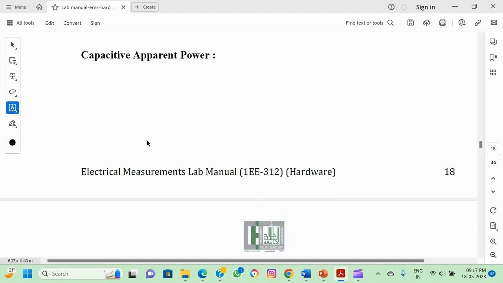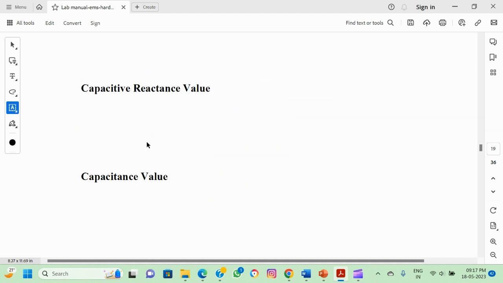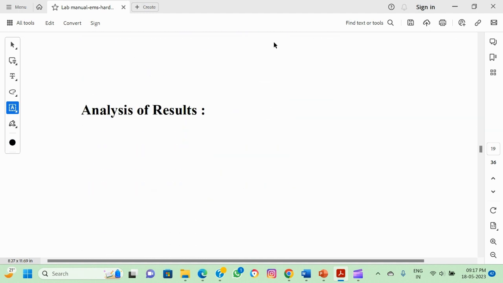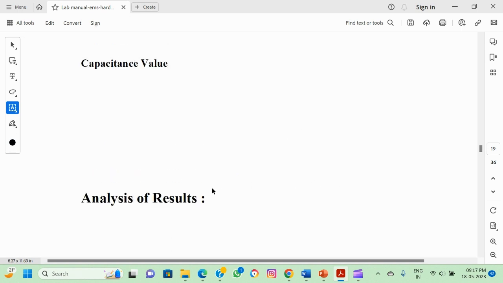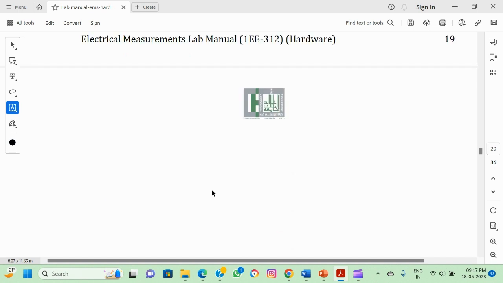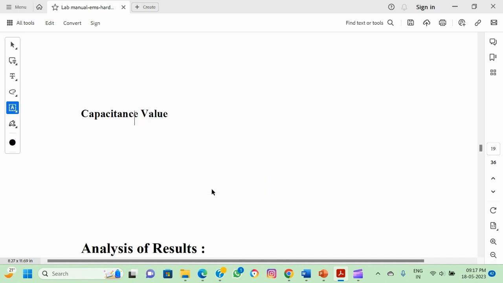For the capacitance also, you can follow the same procedure. And you can analyze the results. What is the angle? Why is the angle lagging in the inductance? Why is the angle leading in the capacitance? All these things you can analyze here. Okay, so these are the three experiments we have to see in the hardware part.